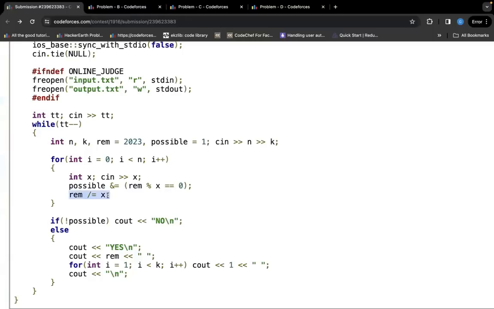After that, I'm just dividing the remaining number by whatever I get as input. In the end, if it is possible, that means that each and every number was divisible by the remainder, and then we divided by X, right? So if it is possible, I print yes, then I print the remainder, and then for the remaining K minus 1 times, I print 1. Otherwise, if it is not possible, I print no. Is the code clear as well? Is there any doubt in the code? Clear. So let's move on to problem B.